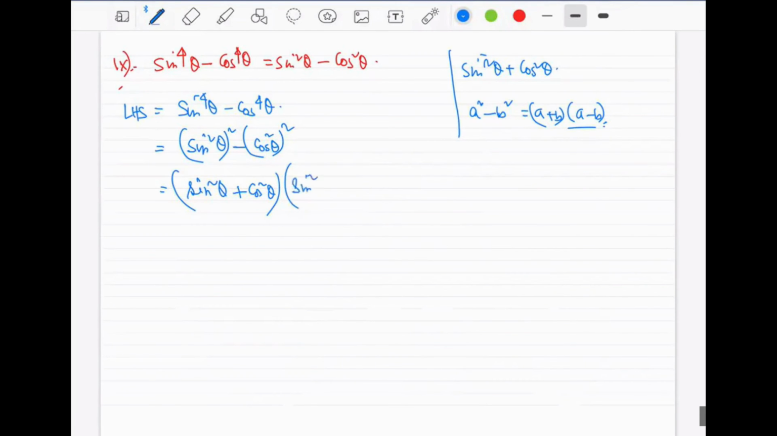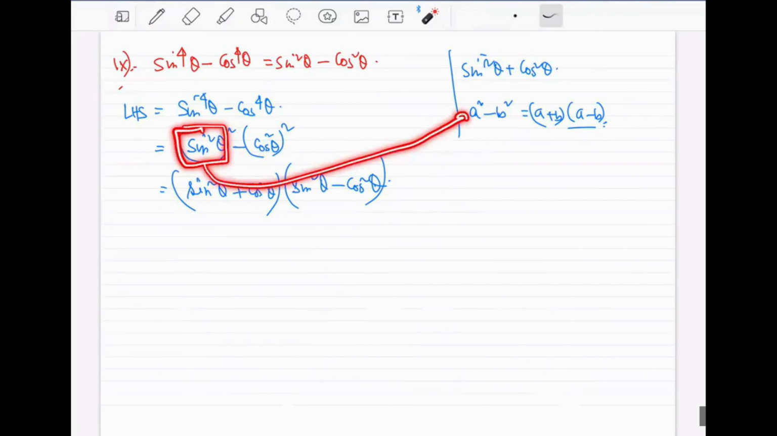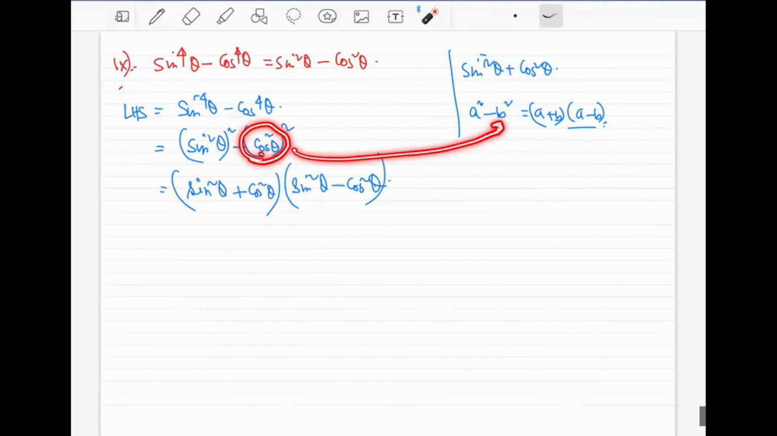So we will write sine square theta minus cos square theta. It's very simple. If you compare this and this formula, what you are going to see is this sine square theta right here is equal to a, not a square, a. And this part right here is equal to b. So when I write a plus b, we will write a as sine square theta, right?